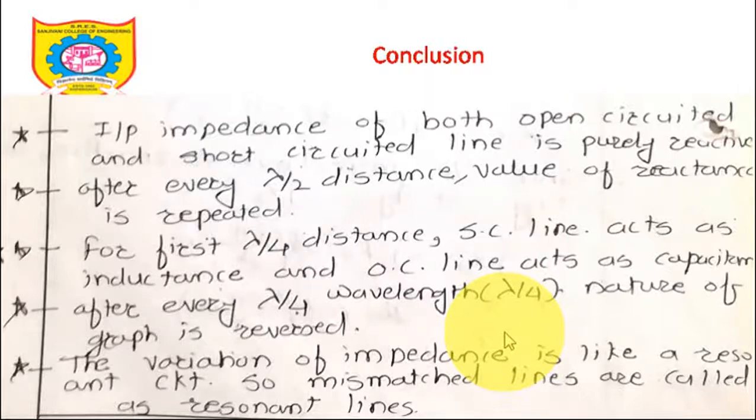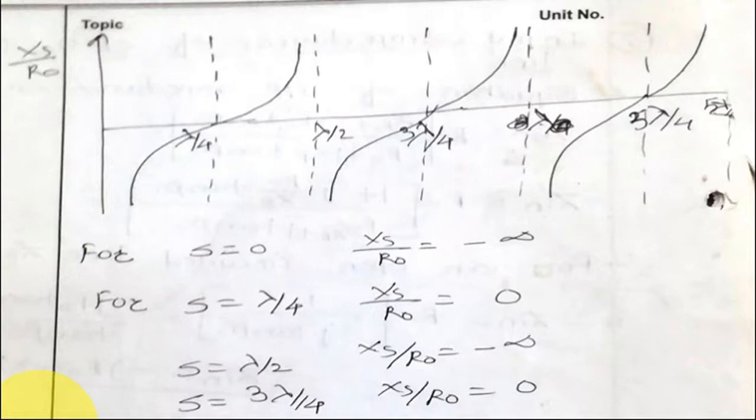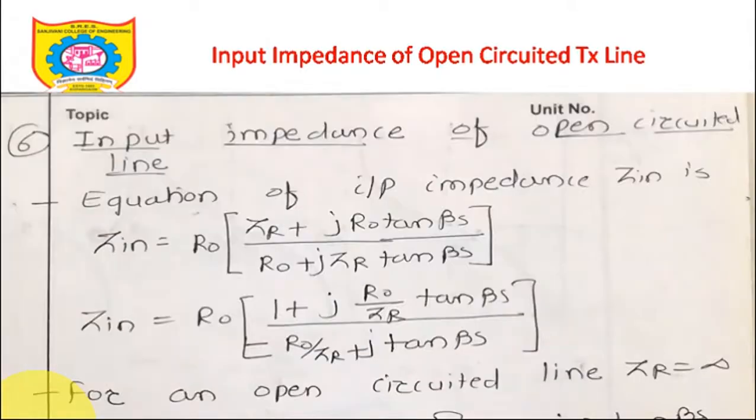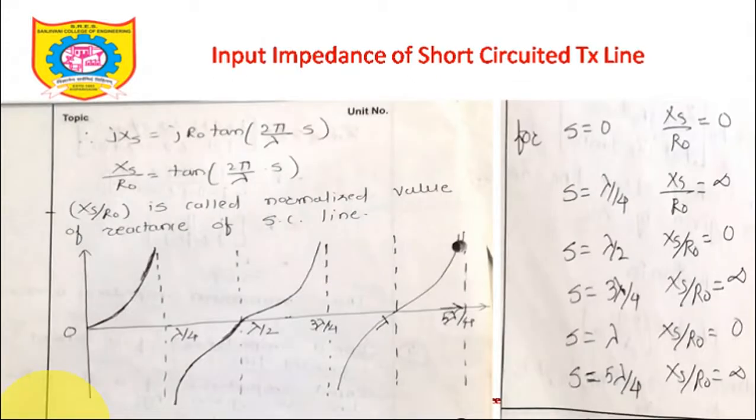Welcome back friends. In the previous lecture we talked about the input impedance of a short circuited and open circuited dissipationless line, or a lossless line, and we made certain conclusions. So we'll talk about those conclusions once again, looking at this particular diagram. According to our conclusions, in the first lambda by 4 distance, 0 to lambda by 4, the short circuit line acts as inductive in nature, whose impedance goes on increasing.